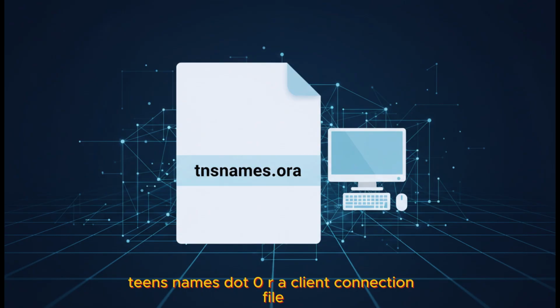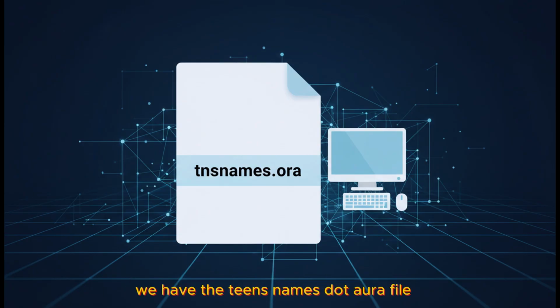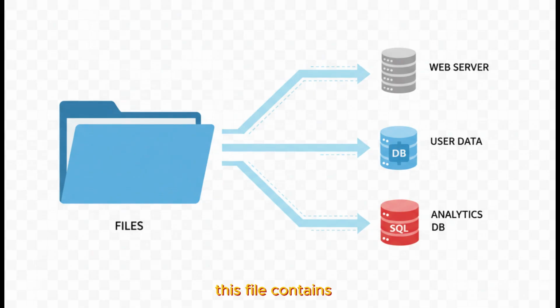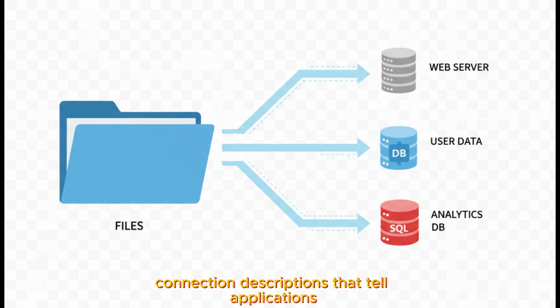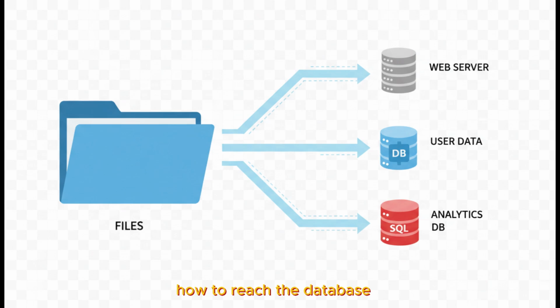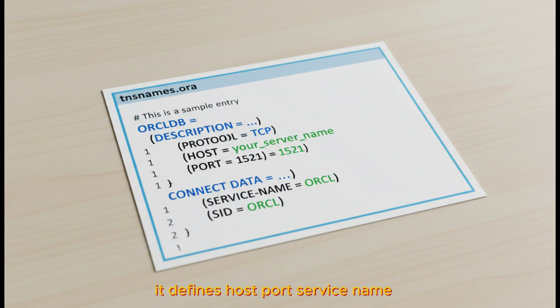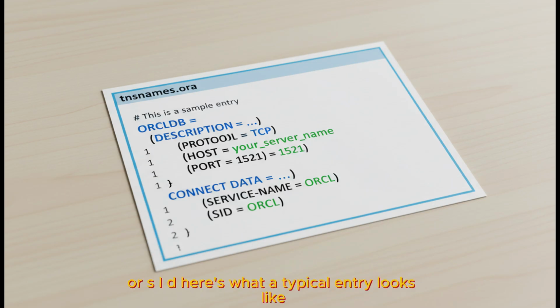TNSNAMES.ORA, the client connection file. On the client side, we have the TNSNAMES.ORA file. This file contains connection descriptions that tell applications how to reach the database. It defines host, port, service name or SID.